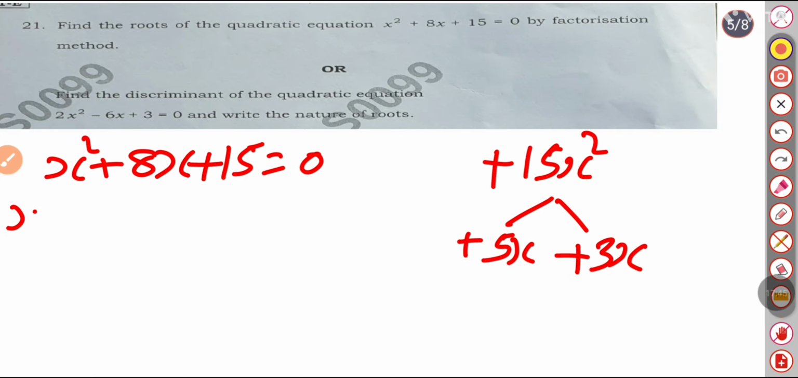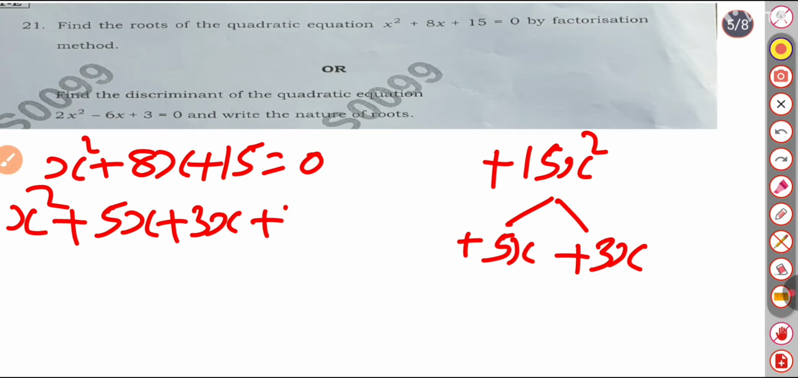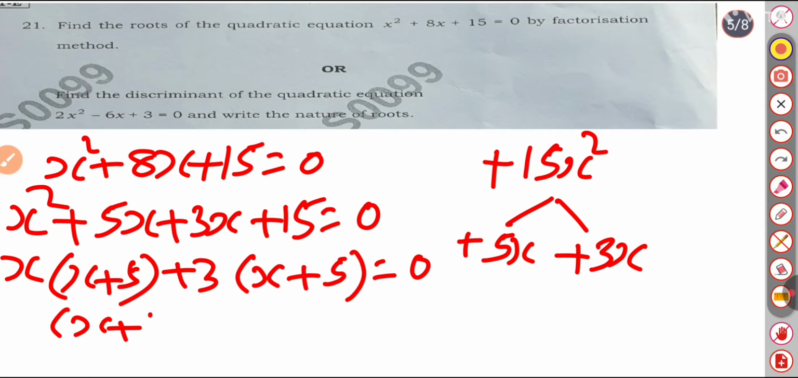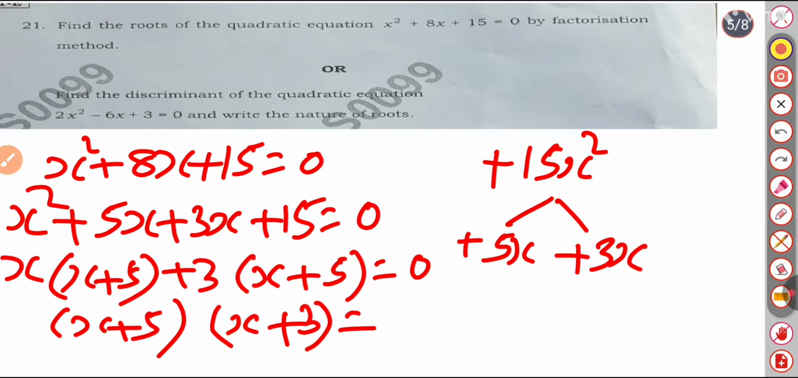Here, x square plus 5x plus 3x plus 15 is equals to 0. Now these two one group and these two one group. In this x is common, x plus 5. Here 3 is common, so plus 3 we have to take outside. That is remaining is x plus 5 is equals to 0. So in these two common is x plus 5, and here x is remaining and plus 3 is remaining is equals to 0.